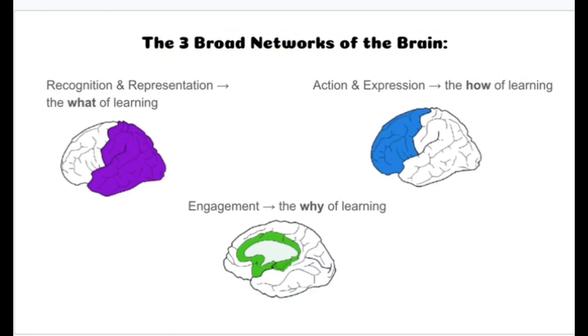The purple region is the what of learning: recognition and representation. The blue region is the how of learning: action and expression. And the green is the why of learning, or student engagement. We all know that student engagement is a tough one right now. Let's look deeper into the three broad networks of the brain.